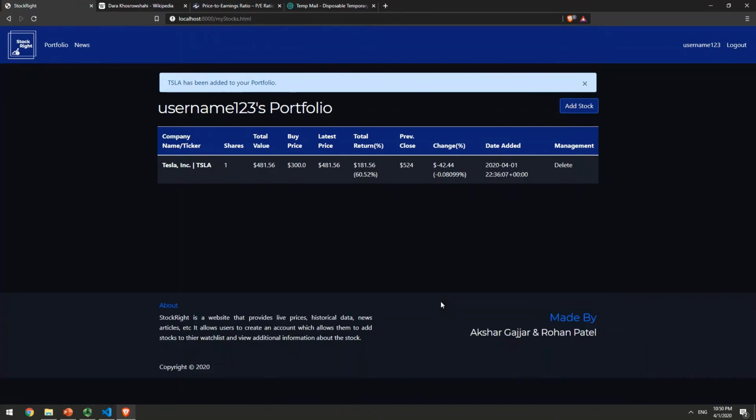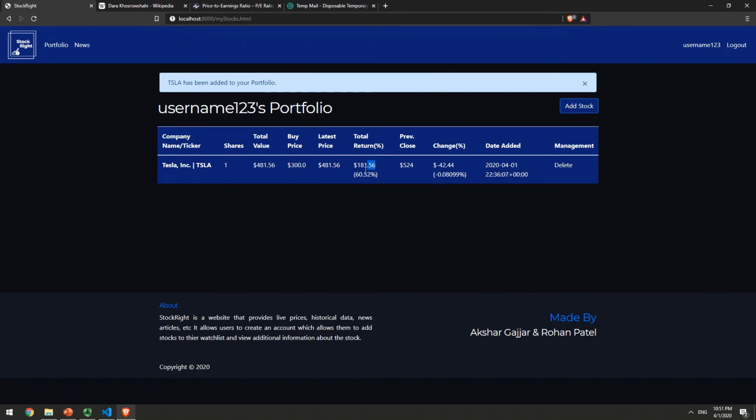Clicking on that. So let's take a look. Now, I bought one stock. It tells you right here, bought one share of Tesla. This is the ticker, and you bought it at $300. The total value will tell you what the total value of that stock is right now. So the latest price is $481.56. So that's the value of the one stock.